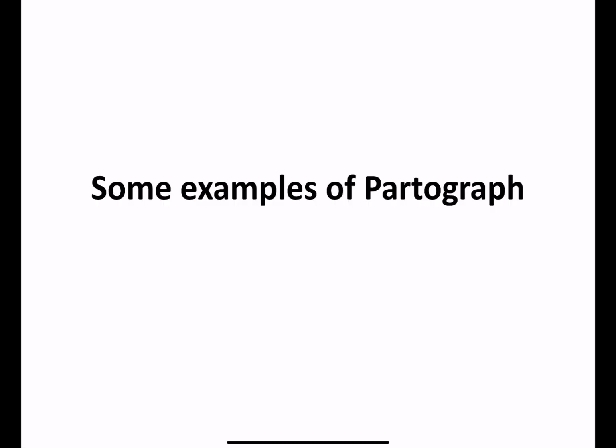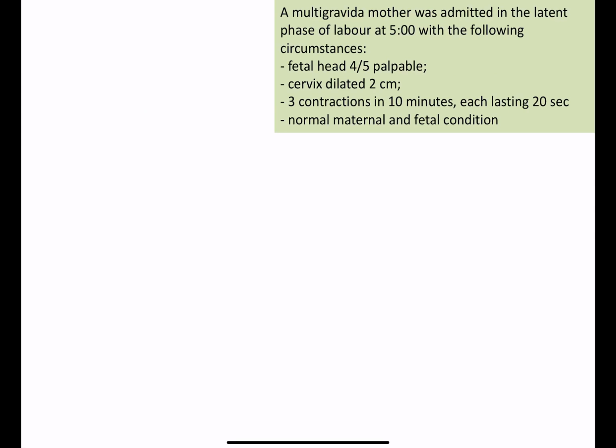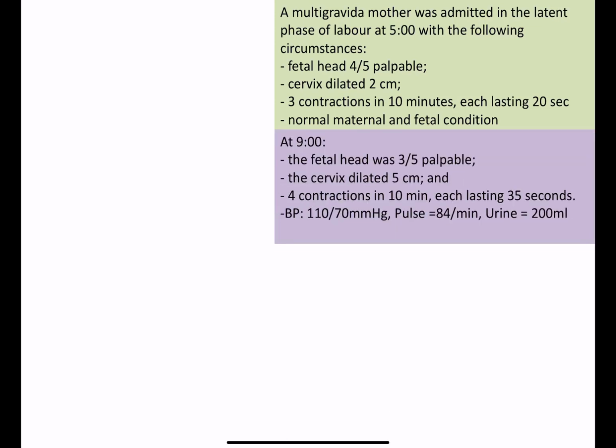So now let's have an example of the Partograph. A multigravid mother was admitted in the latent phase of labor at 5 am with the following information. You can see the fetal head was 4/5 palpable, the cervical dilatation was 2 centimeters. The uterine contractions in 10 minutes were just 3, each lasting for 20 seconds. And you can see the maternal and fetal condition was quite normal. At the time when the mother came to the hospital she was in the latent phase, so we will not plot the information in the Partograph.